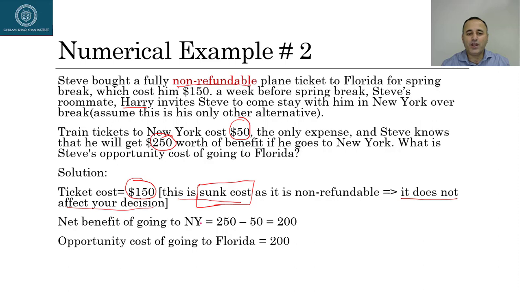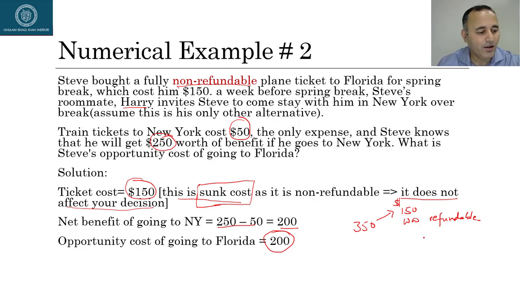So the net benefit of going to New York stays the same, which is $200, and now the opportunity cost of going to Florida is only $200. Initially it was 350. Why was it 350? Because the $150 was refundable. Steve could have got his money back. But in this case, since the money is non-refundable and it is gone, you do not have to bring that money into the equation because that's gone money. So your opportunity cost has actually gone down.